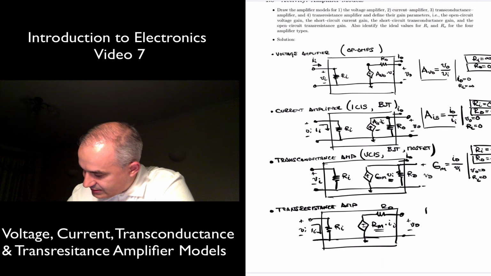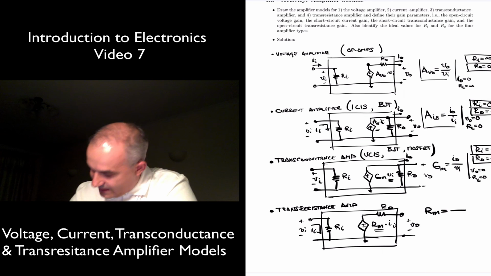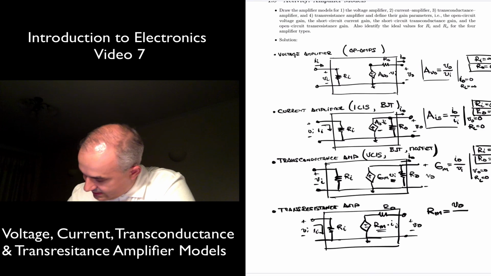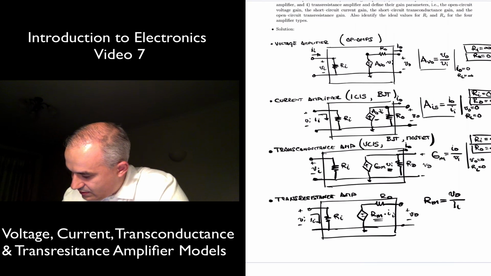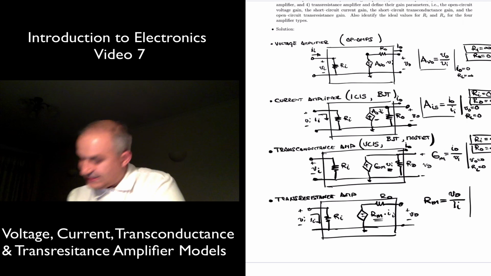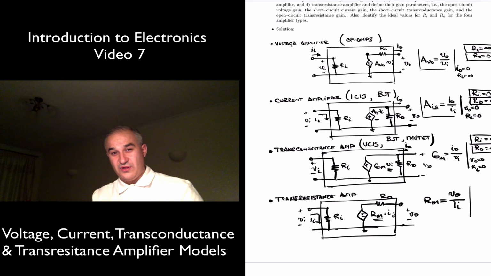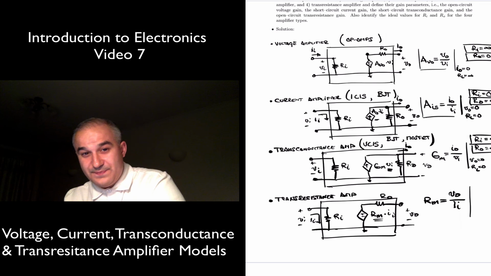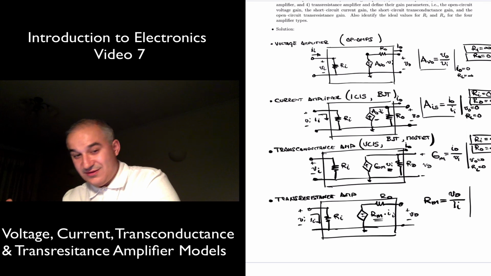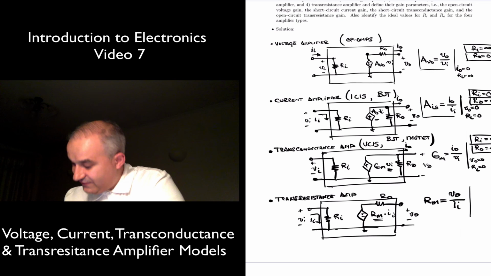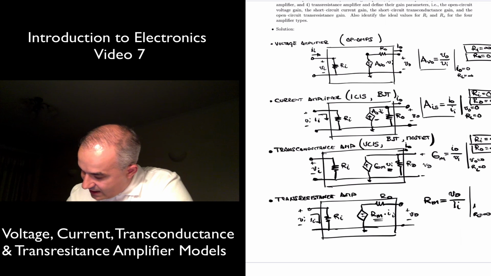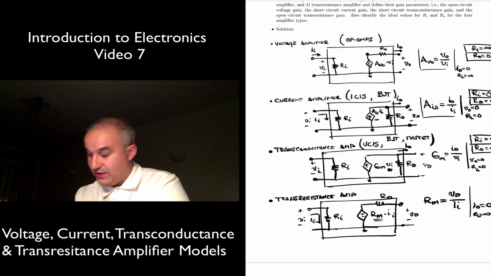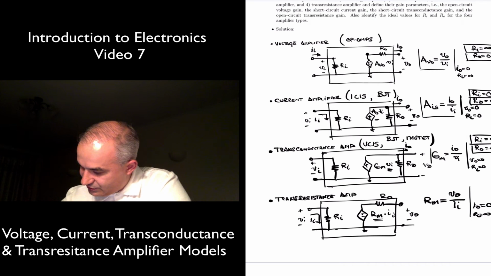So the transresistance, Rm, is defined as the output voltage divided by the input current, and this is done because you don't want the output voltage to be loaded when RL, the load, is infinity, RL equals infinity, or the output current is equal to 0, meaning you left it open. So that's the definition right there.